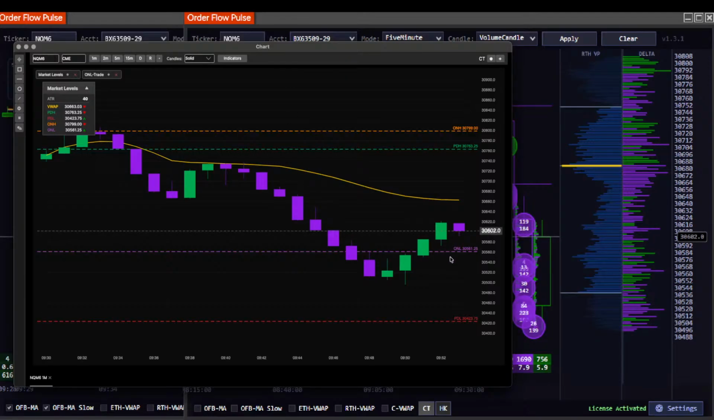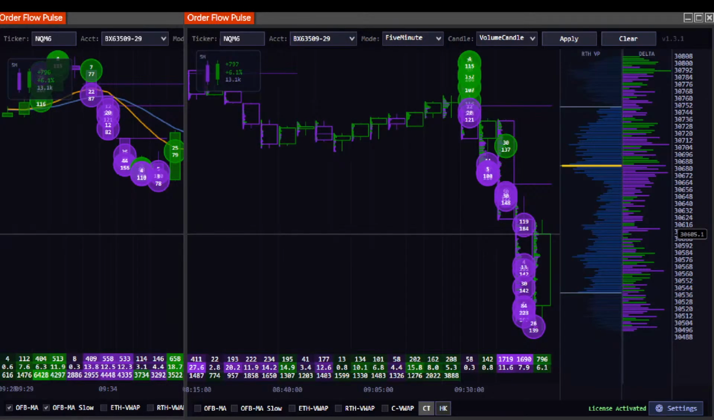Overnight lows. Oh man, that would have been... Auto Trader was trading. That would have been awesome. Yeah, that would have been awesome. Oh well.